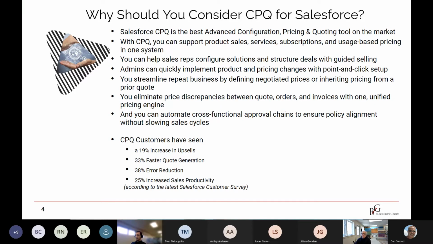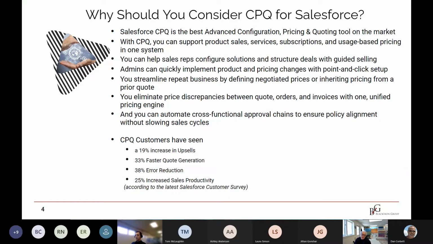Streamline your repeat business by defining certain price books, inheriting pricing from previous quotes. And it keeps everything all in one spot so you don't have to go looking for it. You can get rid of price discrepancies between quotes, orders, and invoices. It's one system, so it's one source of truth. It's something that everybody can use, as opposed to before CPQ, when maybe you're doing it in spreadsheets or some other tool, and the numbers don't always match up with sales and quotes and all that kind of stuff.